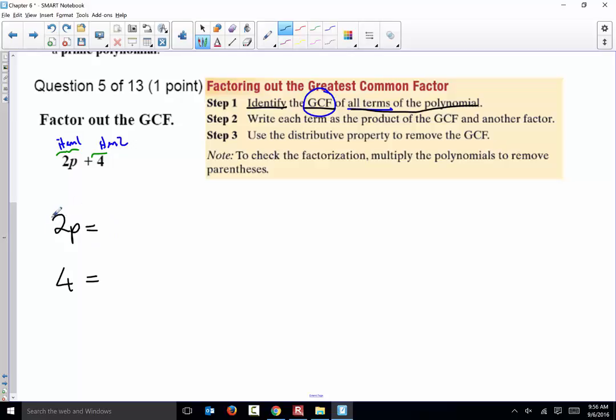Can you break 2? No, 2 is already simple enough. Can you break P? It doesn't have any power, so it won't break. How about 4? Can you break 4? It's 2 and 2, right? And there is no P here.